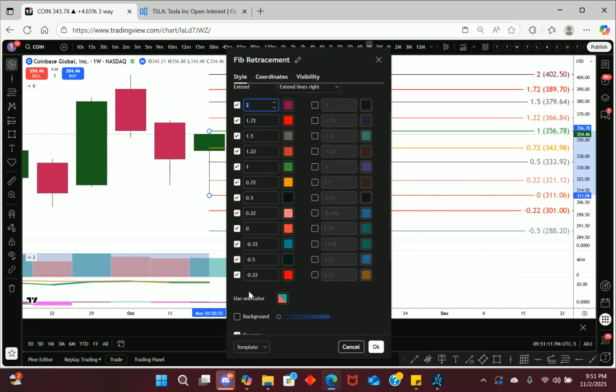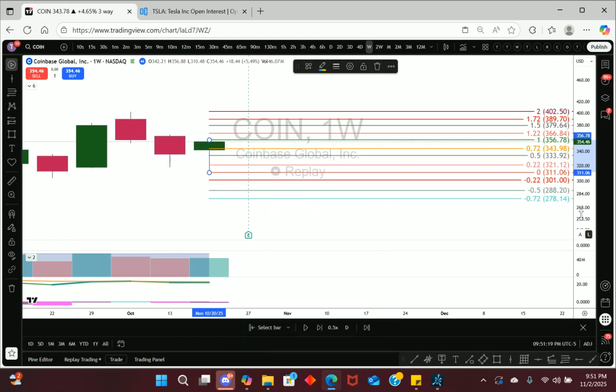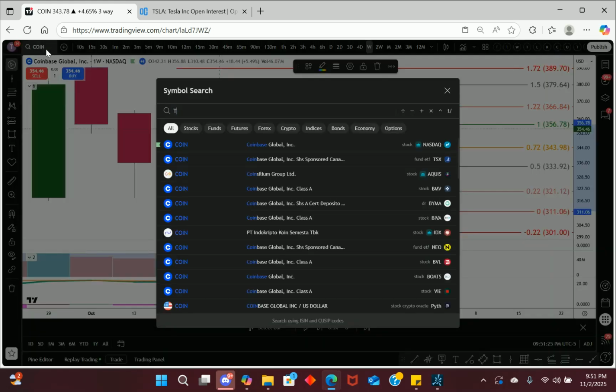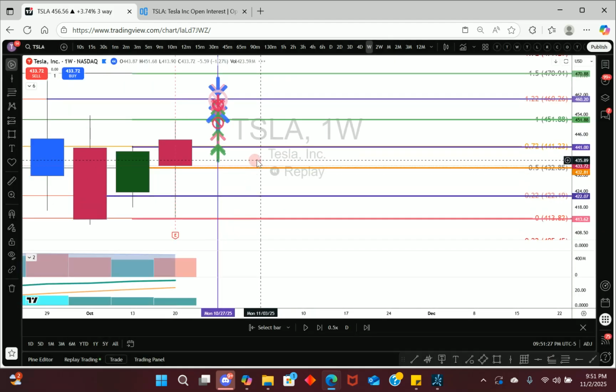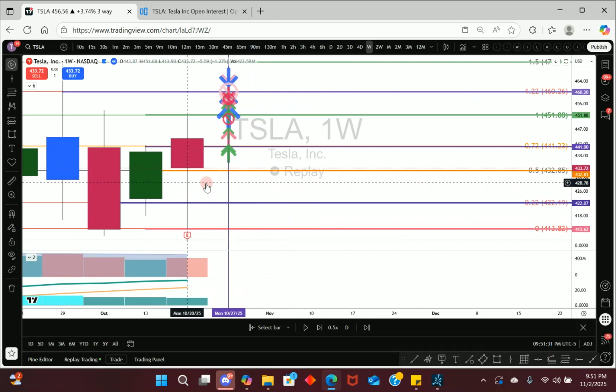I just want to make sure that I've got the negative. Oh, it's at the bottom, so we're good to go. As you can see, that is what we have for Coin, but I'm going to go back to Tesla. Here we go. We are in Tesla, and these are our levels here.